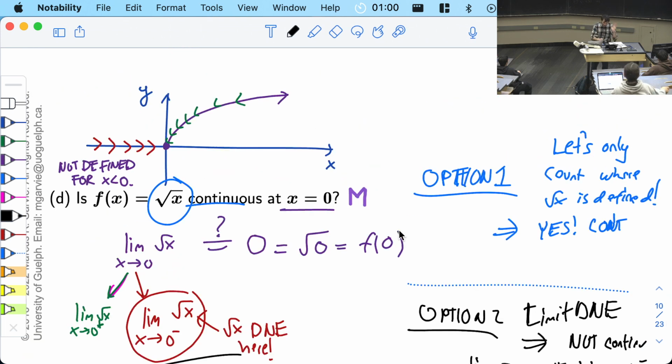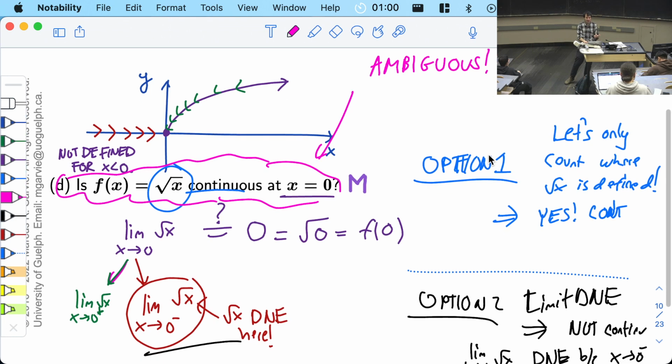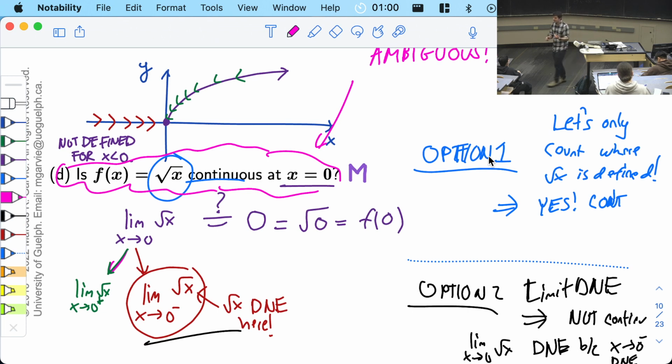So the real answer to the question, is f of x equals square root of x continuous at x equals 0, the only absolutely correct thing you can say is that this is an ambiguous question. Why is it ambiguous? Because you haven't told me, are we talking about option 1 or option 2? So what we're going to do is learn how to make this sentence less ambiguous. We're going to add words to "is it continuous" to specify exactly what we're talking about so we don't have any ambiguity left over. That's the big idea for today.